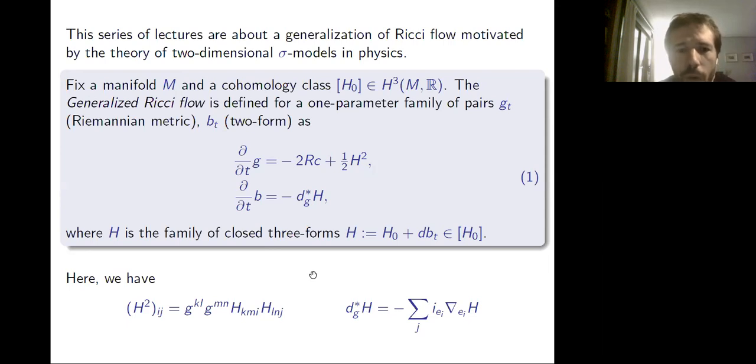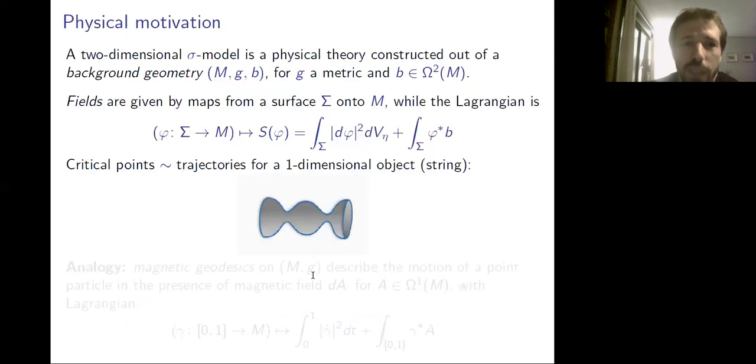So let me go a little bit into the motivation for these equations. As I said, the equations appear in the theory of two-dimensional sigma models in physics. So let me say a few words about this to give an idea. A two-dimensional sigma model is a physical theory where the fields are given by maps from a surface into a manifold. In order to construct the Lagrangian of the theory, which is going to tell us what are the critical solutions by extremizing, we need to fix some background geometry. So we fix a manifold, we fix a metric, and we fix a 2-form.